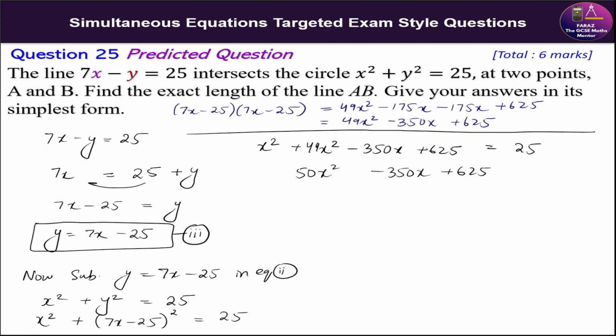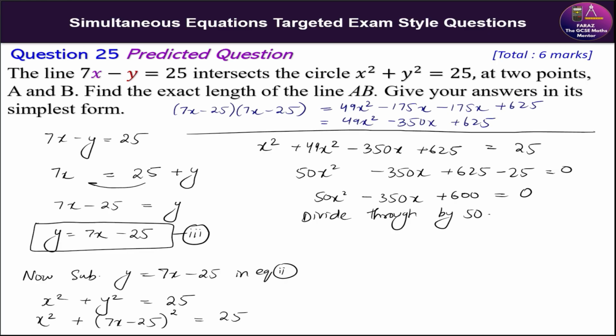And this 25, if you shift it to the left hand side from the right hand side, it becomes negative 25 equals 0, which means the final quadratic equation is 50x square minus 350x plus 600 equals 0. Now you can divide through by 50, which will give you the simplest form: x square minus 7x plus 12 equals 0.